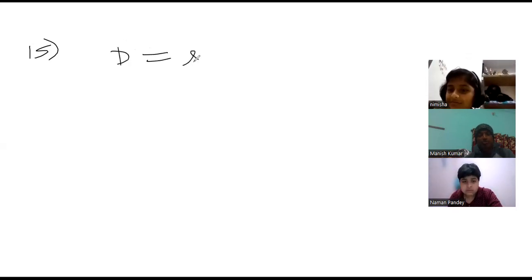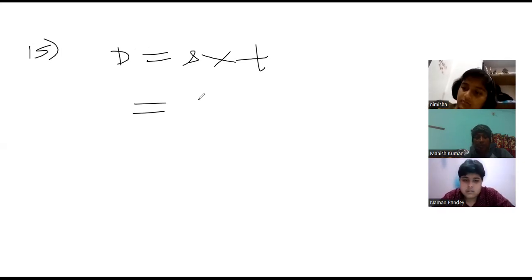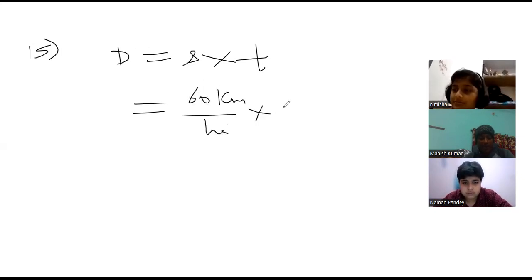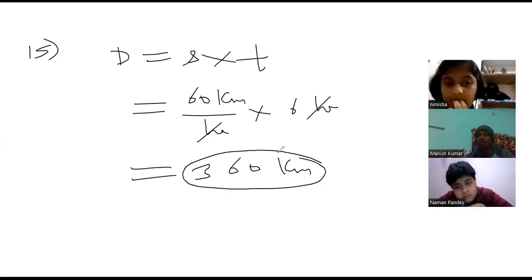Distance is equal to speed into time. That's all. We don't need any bus, train, whatever it may be. We have to just see the numericals that have been given. 6 hours and 60 kilometer per hour. Those are only two things we have to see. Speed is given as 60 kilometer per hour and time is given as 6 hours. Both are in hours, so there is no tension in that. We can cut hours like this and we can directly write here 360 kilometer. This is our answer. That's all.